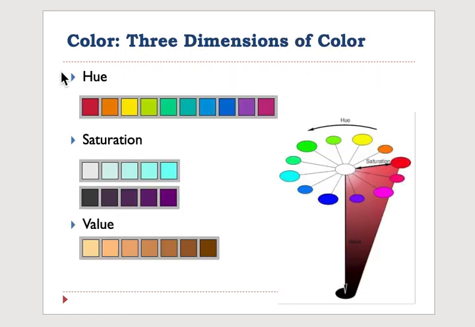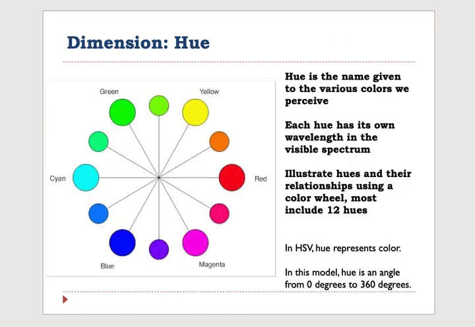There are 3 dimensions of color. And we have hue, saturation, and value. Hue is the name given to the various colors we perceive. Each hue has its own wavelength in the visible spectrum, and this illustrates hues and their relationships using a color wheel. Most include 12 hues. In HSV, hue represents color. In this model, hue is an angle from 0 to 360 degrees. So again, each hue has its own wavelength in the visible spectrum.